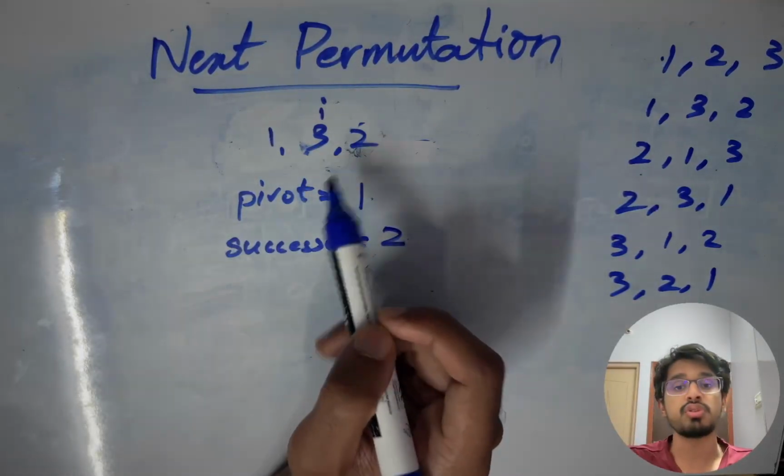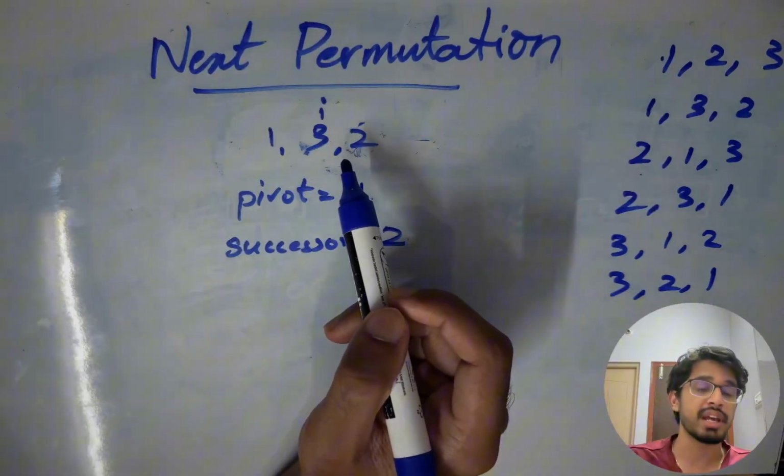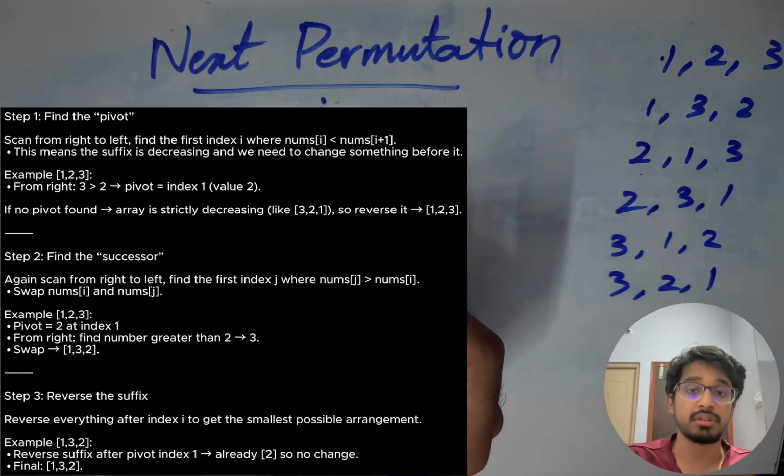Okay, so this is how you find the next permutation. In case you found this a bit confusing, I'll just attach the summary over here on the screen, so you can refer to that.